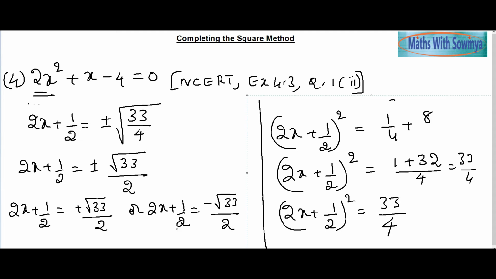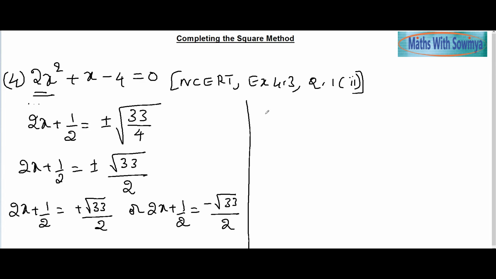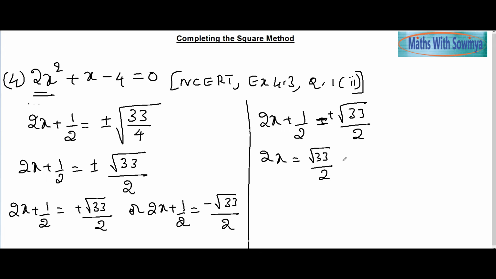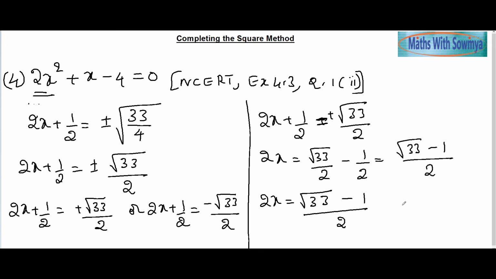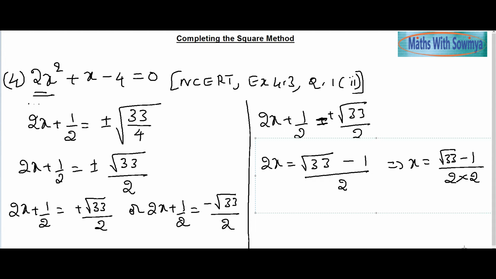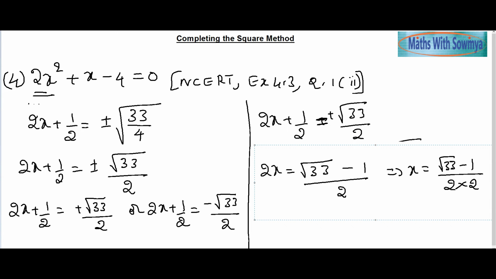So now here we continue on simplifying this. 2x plus half is equal to plus root 33 by 2. So 2x will be root 33 by 2 minus half. We can write it divided by 2. So 2x is equal to root 33 minus 1 by 2. So what will be x? 2 comes down, x is root 33 minus 1, 2 into 2, which will be 4. So therefore the value of x will be x is equal to root 33 minus 1 by 4. This is one of the values of x.